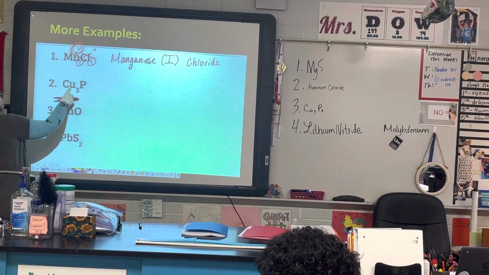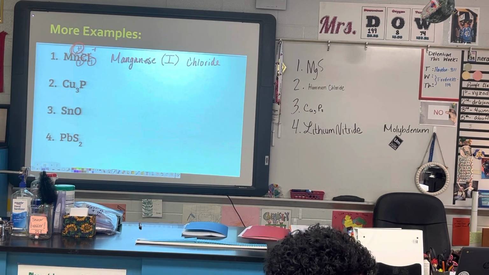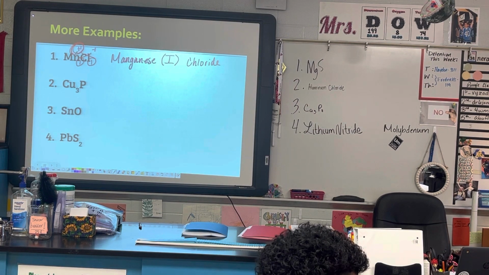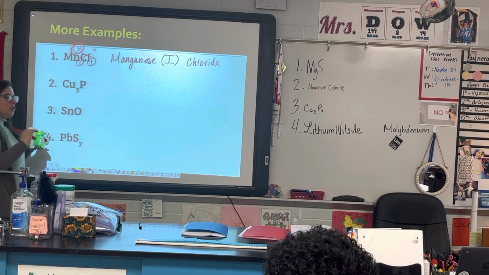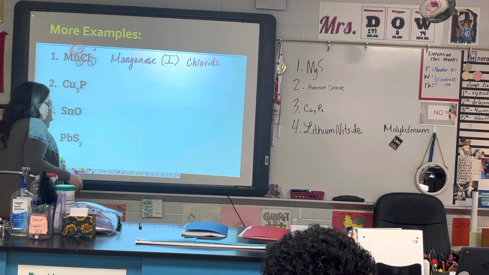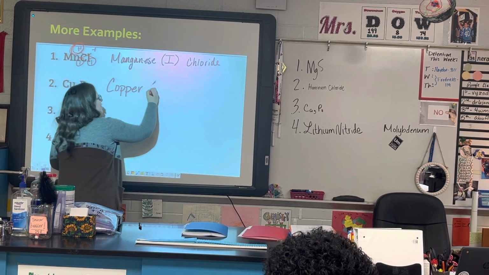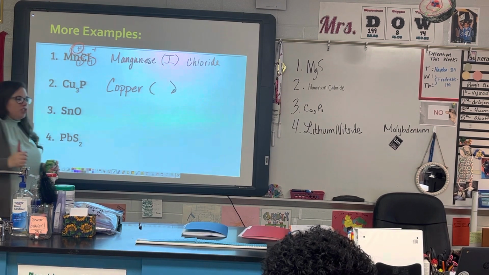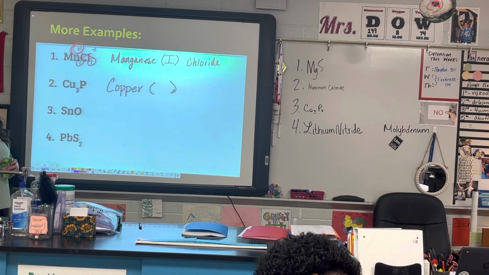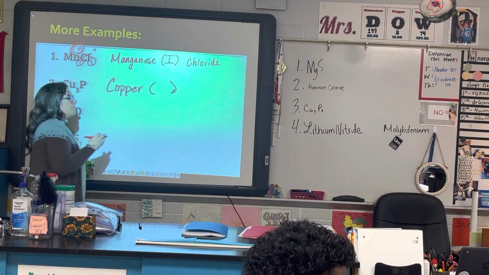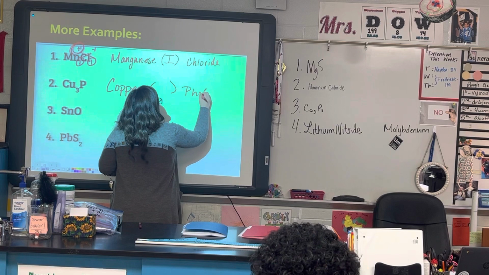All right, next one. What group is Cu in on the periodic table? 11. So it's in our transition metal range. What is Cu? Copper. So we have copper. We know it's a transition metal, so we're going to have to put the charge in the name. And what's phosphorus going to become? Phosphide.